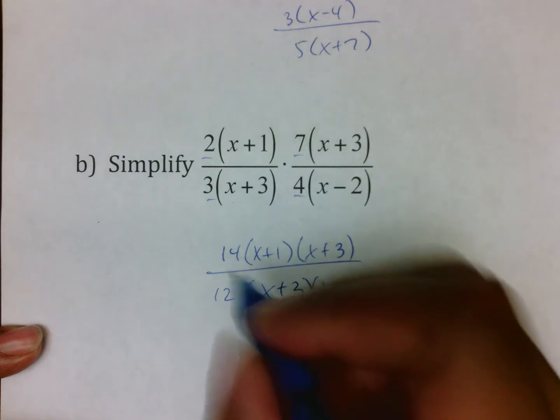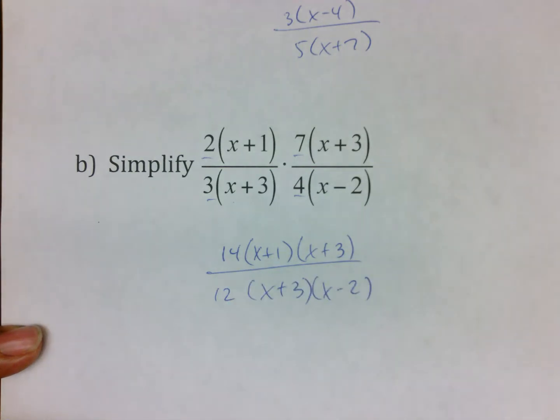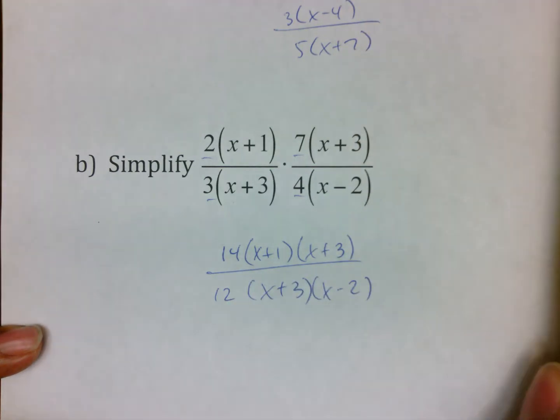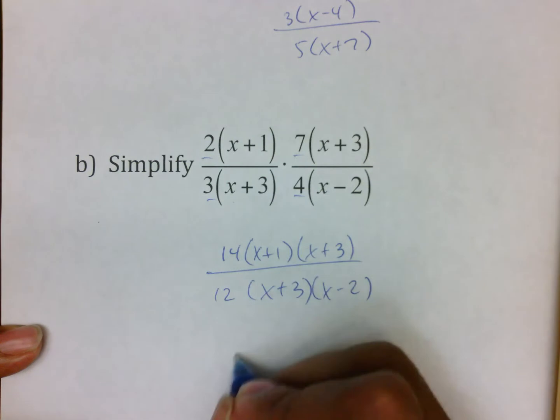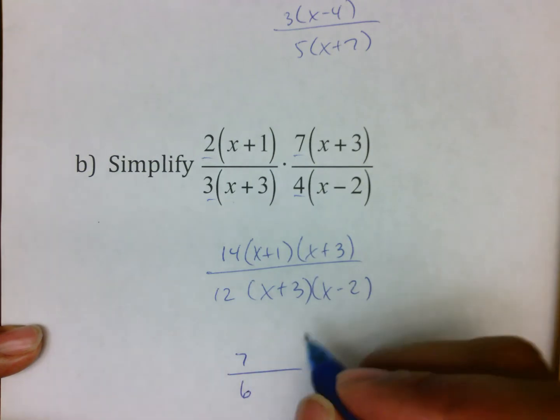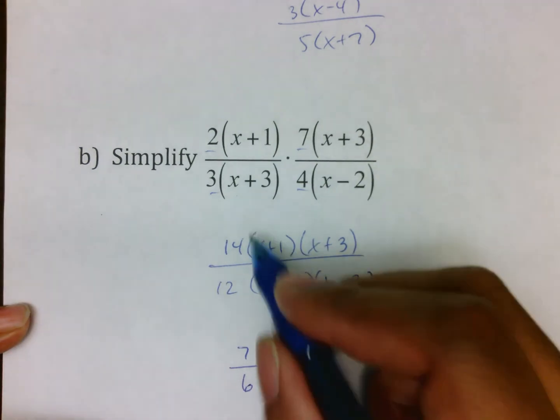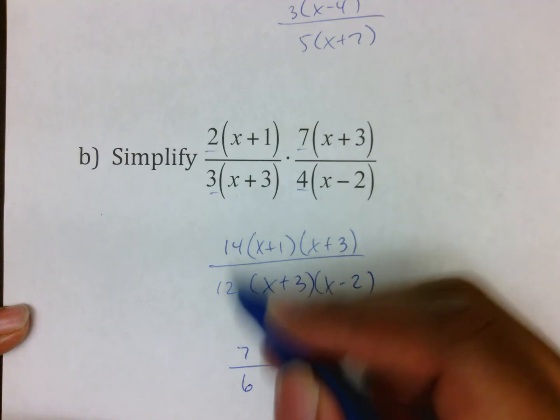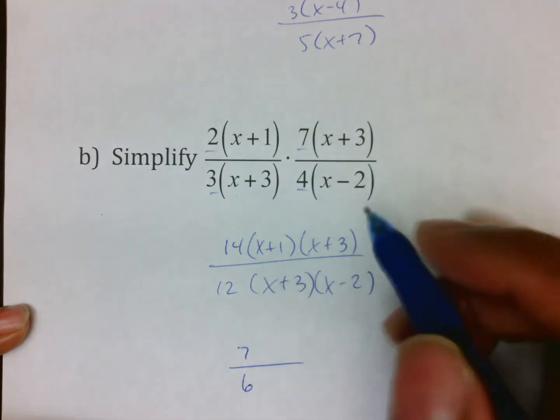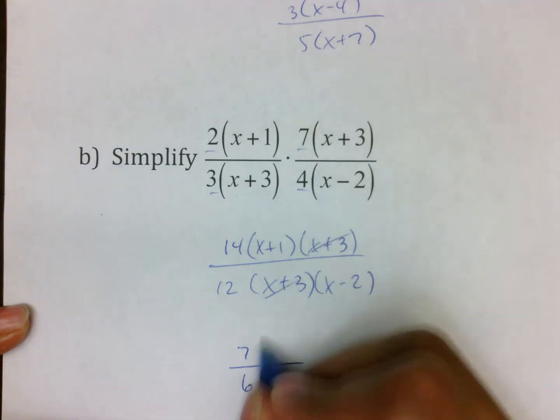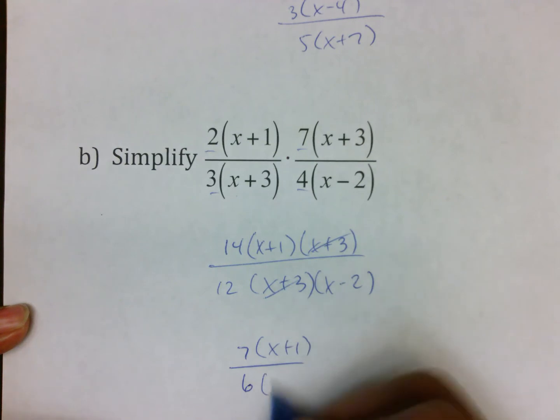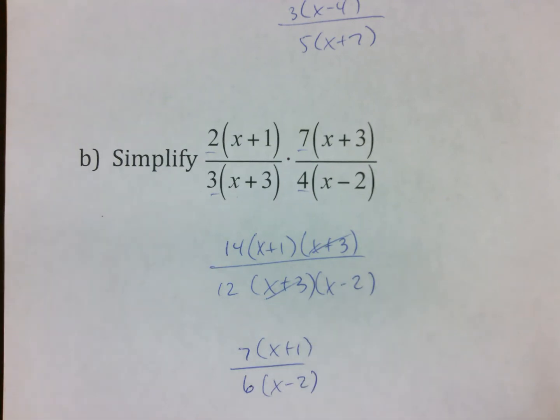And this time when you go to do it, you notice that 14 and 12 can both be reduced. 14 over 12, I guess you can divide them both by 2, so you end up with 7 on top, 6 on the bottom. You have to do that, otherwise you mess up. Remember, we treat numbers like that no matter what, we reduce them. And then notice that x plus 3's cancel out, which gives us x plus 1 and x minus 2.